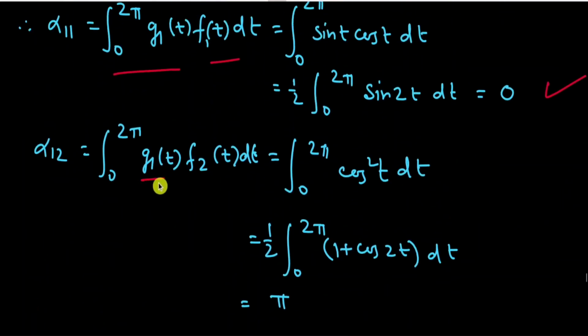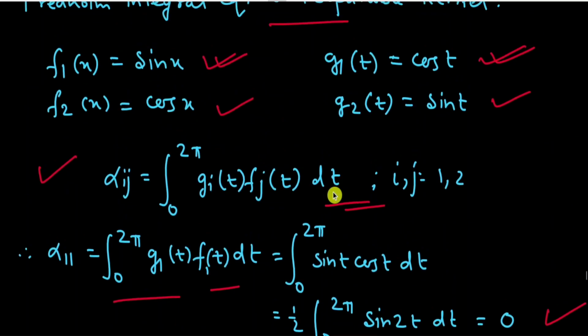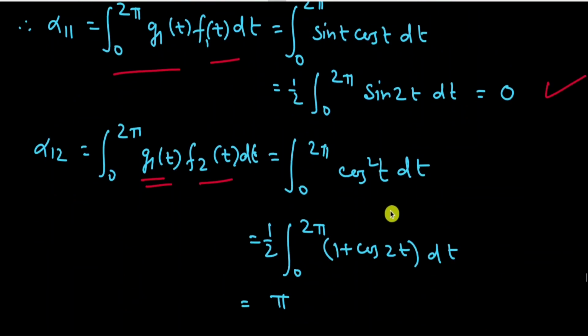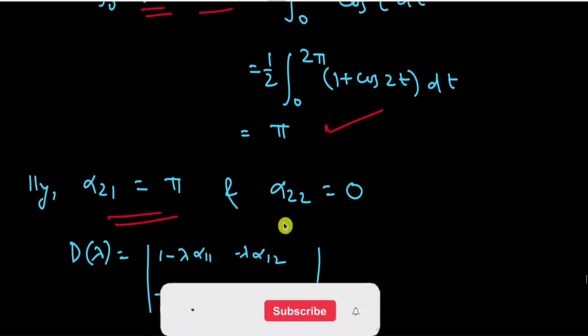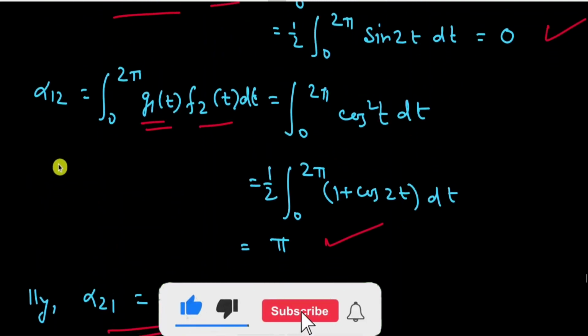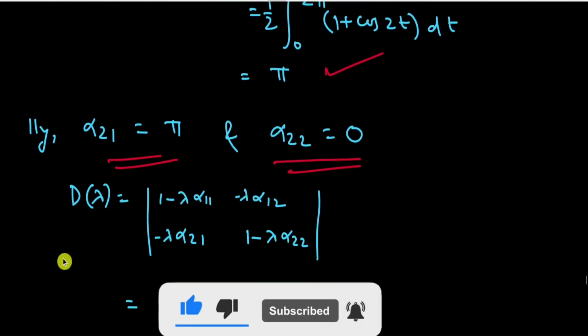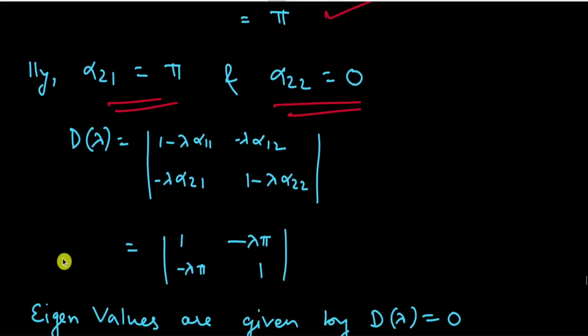Alpha 12 equal to integration g1(t) f2(t) dt. Here g1(t) means cos t and f2(t) means cos t. So this gives cos square t, and which on integration gives the value pi. Similarly alpha 21 equal to pi and alpha 22 equal to 0 using these two integrations. This is easy calculation, so I can skip this calculation. So D(lambda) equal to the determinant of (1 minus lambda alpha 11, minus lambda alpha 12; minus lambda alpha 21, 1 minus lambda alpha 22). Now here to get the value of lambda we must have lambda non-zero.